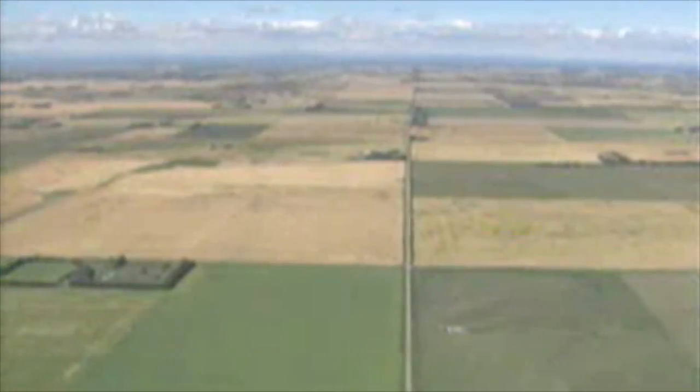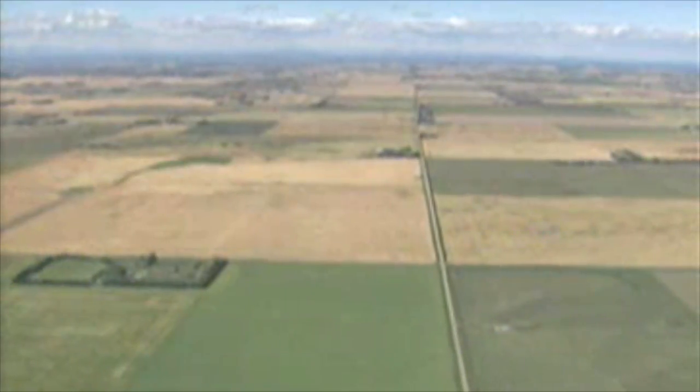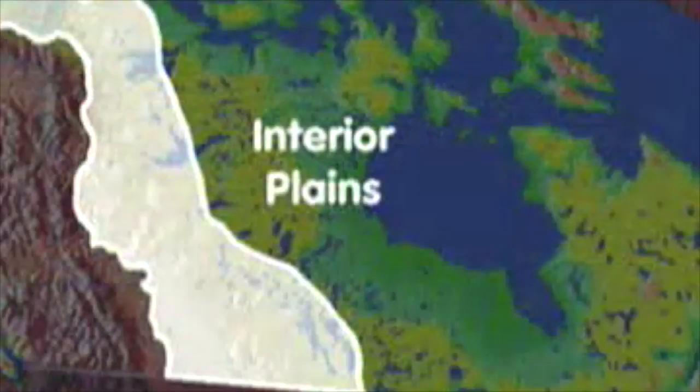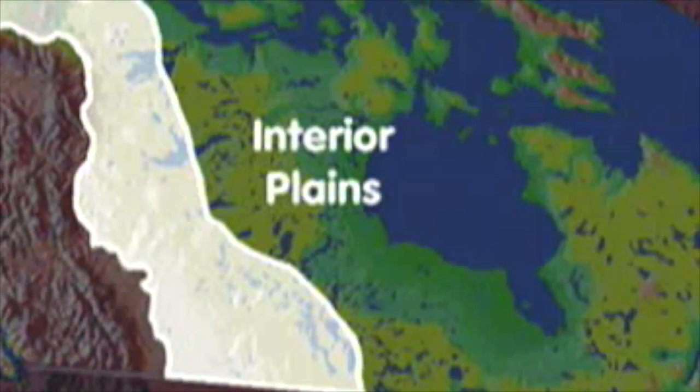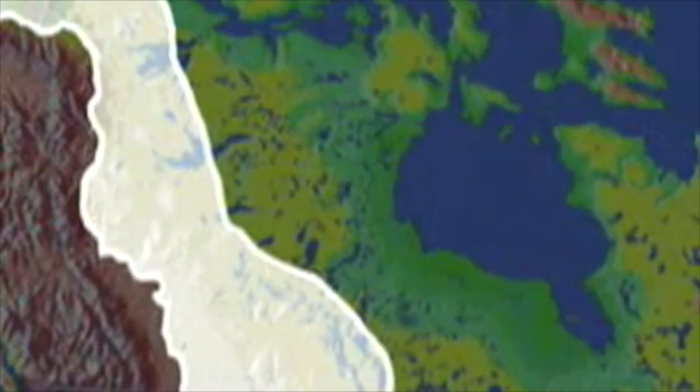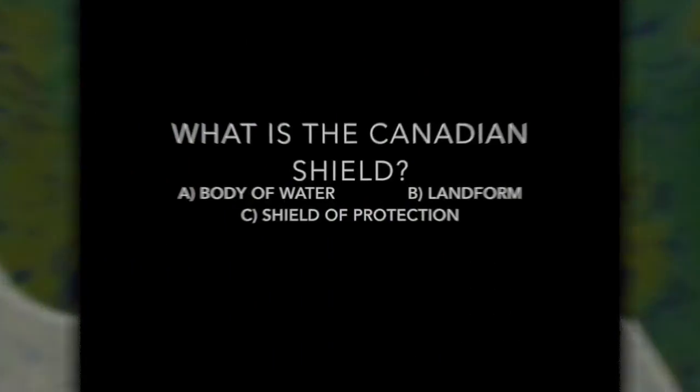The interior plains lie southwest of the Arctic islands. This region covers a large portion of Canada's midsection. The 3rd of the country's 7 land regions.